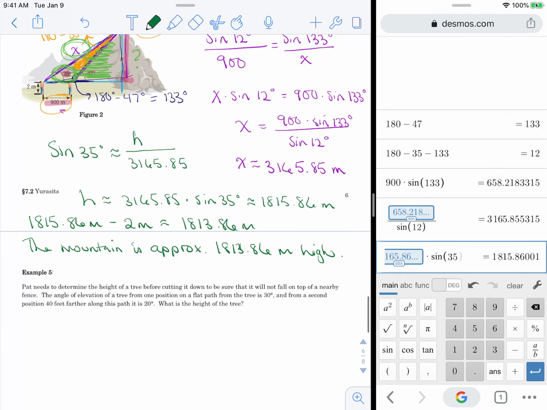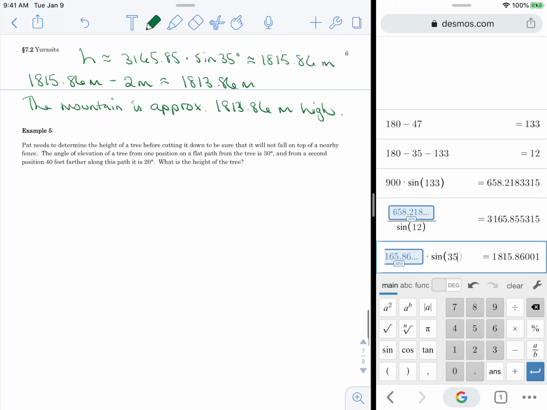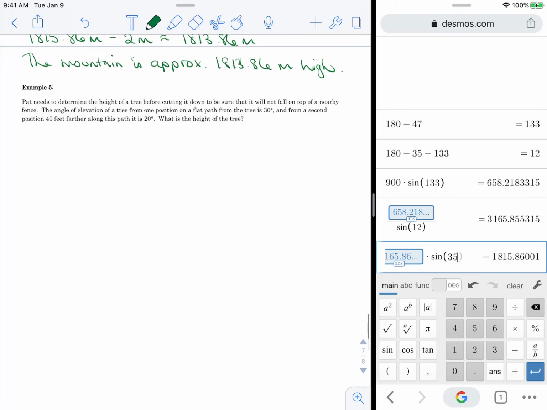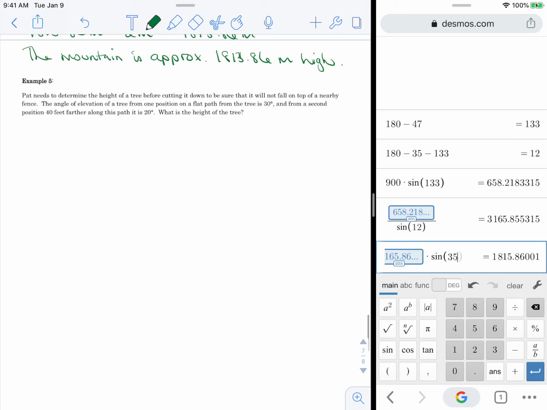So now let's do an example, very similar, where we don't have the diagram. So Pat needs to determine the height of a tree before cutting it down to be sure that it will not fall on top of a nearby fence. The angle of elevation of a tree from one position on a flat path is 30 degrees, and the second position is 40 feet further, and it's 20 degrees. What is the height of the tree?